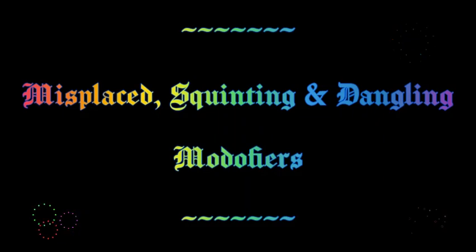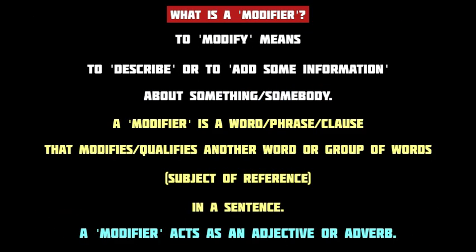Today's topic is misplaced, squinting and dangling modifiers. But first off, what is a modifier? Well, the word to modify means to describe or to add some information about something or somebody. So in English grammar, a modifier is a word or a phrase or a clause that modifies or qualifies another word or expression in a sentence.